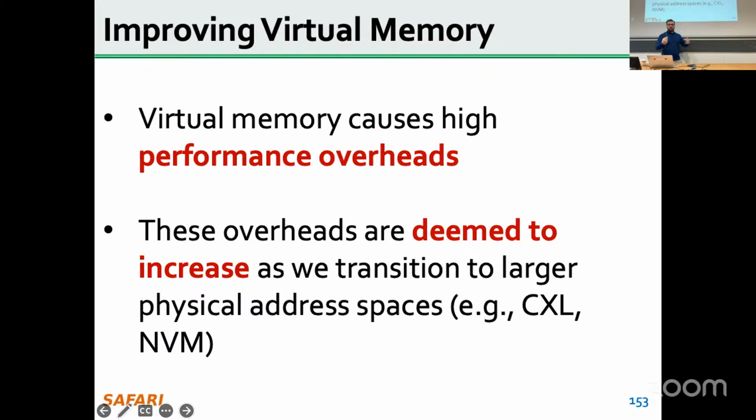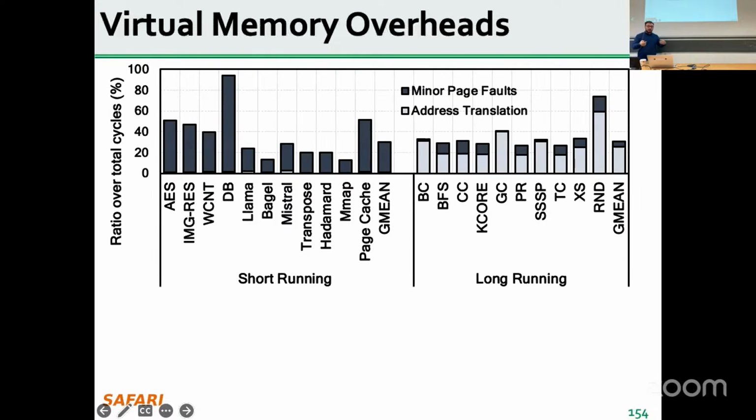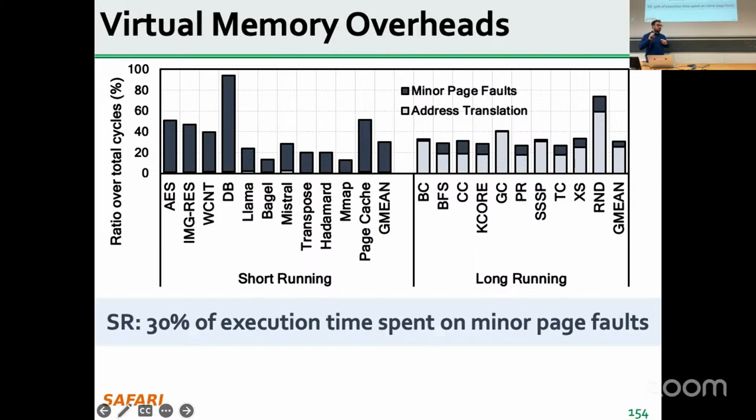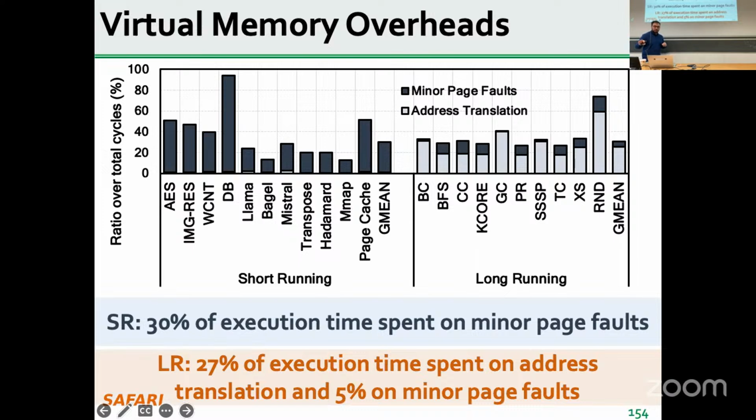We want to improve virtual memory, and its overheads are deemed to increase when we transition to much larger physical address spaces and the virtual data sets become much larger. As I show here, there are two interesting results. We have two clusters of applications. Short-running applications, like LLM inference, serverless workloads, and matrix operations, spend 30% of the execution time on minor page faults, which means they spend 30% of the time just on allocating memory, no address translation. On the other hand, long-running workloads spend 27% of execution time on address translation and 5% on memory allocation. So we have two overheads of virtual memory, memory allocation and address translation, which appear in different sorts of workloads.